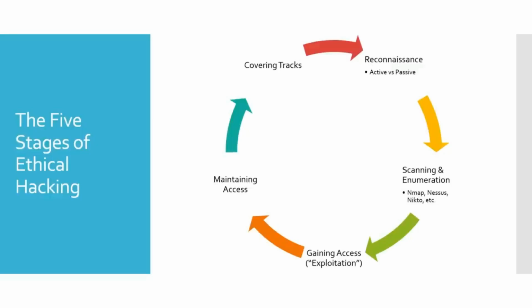We'll move into the internal side of things with Active Directory. We'll start working with our web applications and our wireless, and we will touch on maintaining access and covering tracks. But you're going to see this methodology over and over, and you might also get this question on an interview, to describe the 5 stages. So it's important to know these. It's just something that every ethical hacker can rattle off pretty quickly.